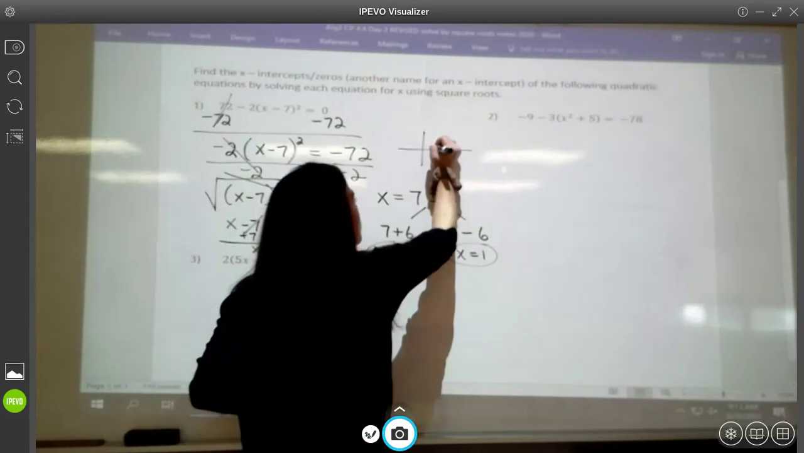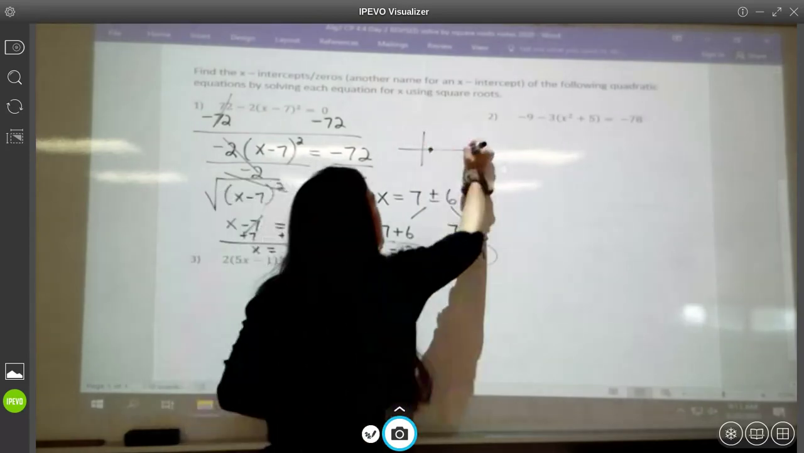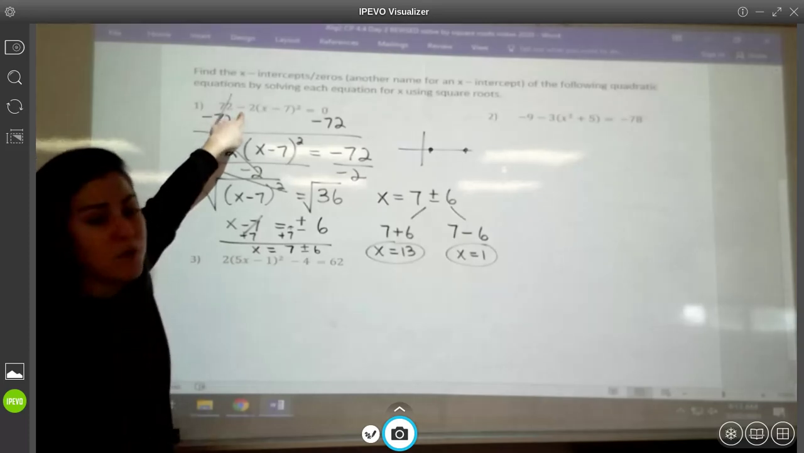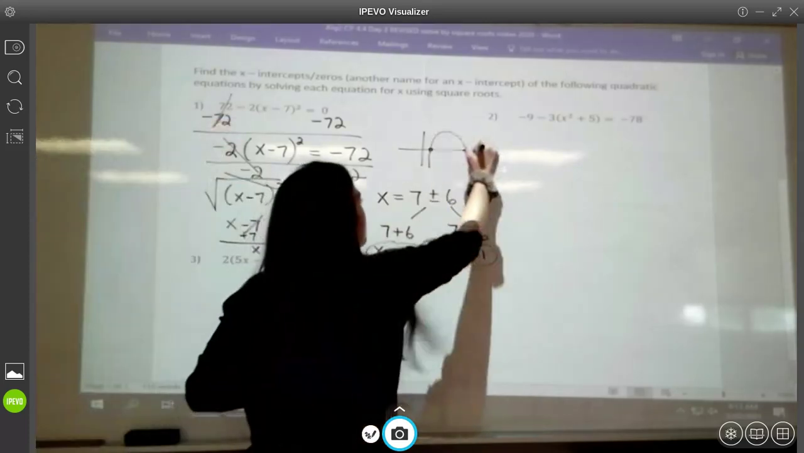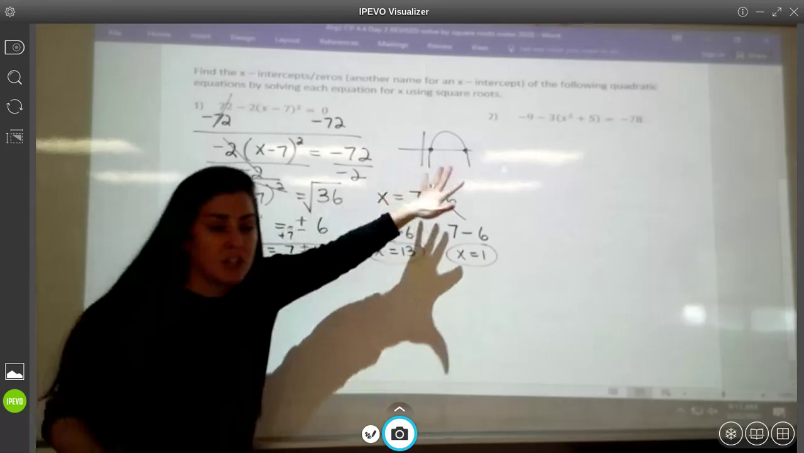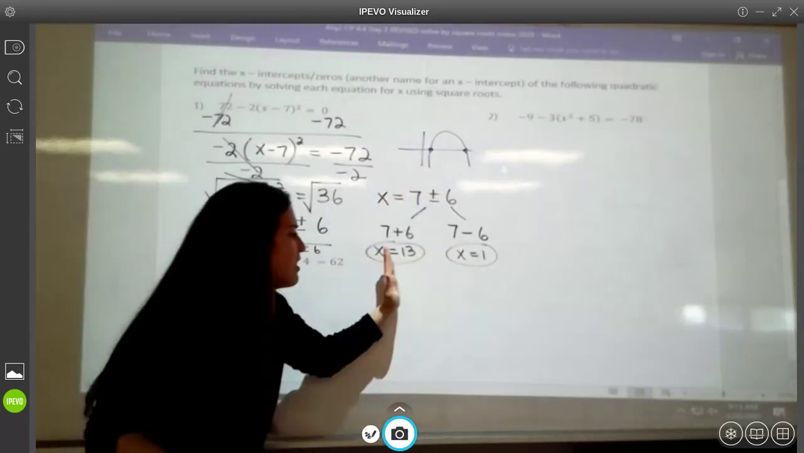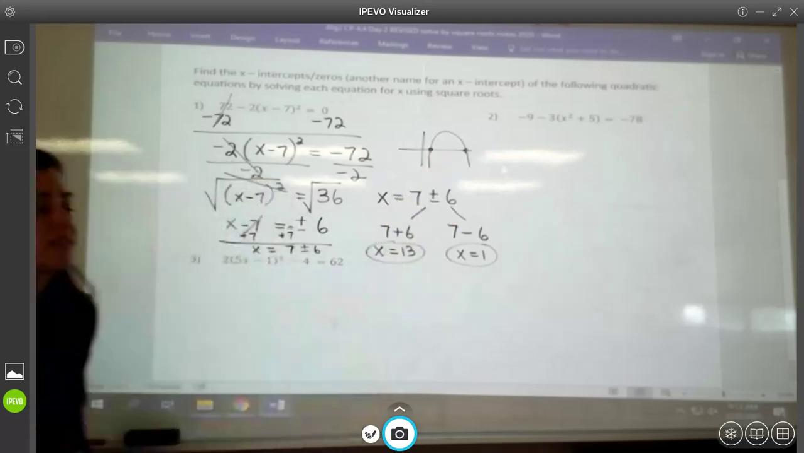Guys, this parabola would cross the x-axis when x is 1 and when x is 13. And since the number in front, if you remember vertex form of a parabola, is negative, the parabola would have gone down. So that's a little sketch of what his graph would have looked like. All right? But those are definitely the x values where it crossed the x-axis.